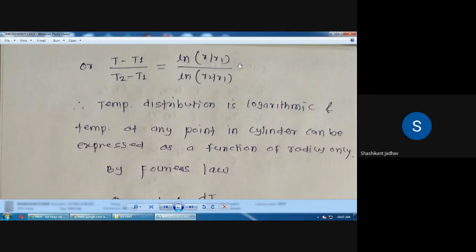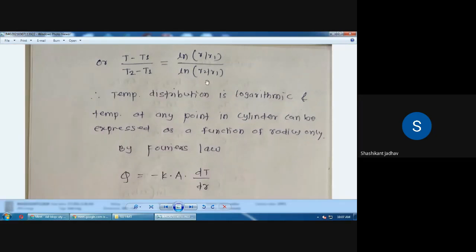So this equation is simple as compared to that equation to remember. T minus t1 at the left hand side, t2 minus t1, and in the right hand side ln of r by r1, and similarly ln of r2 by r1 is there. Okay, so we have written the equation in this form. So from this equation temperature distribution is logarithmic, and temperature at any point in cylinder can be expressed as a function of radius only.